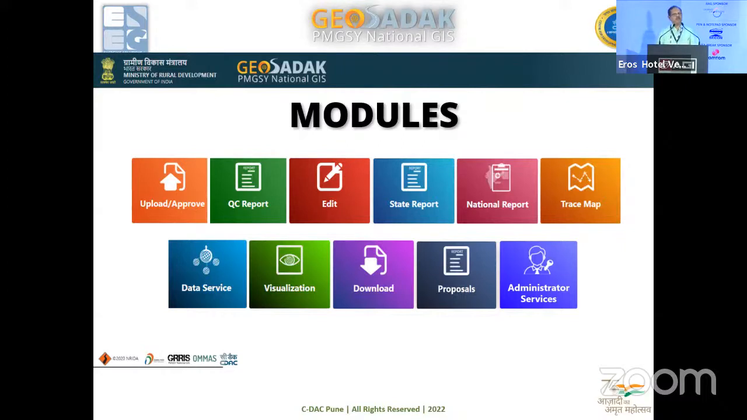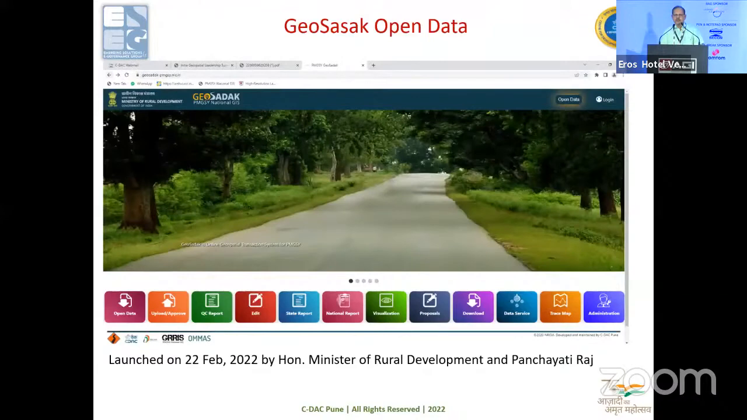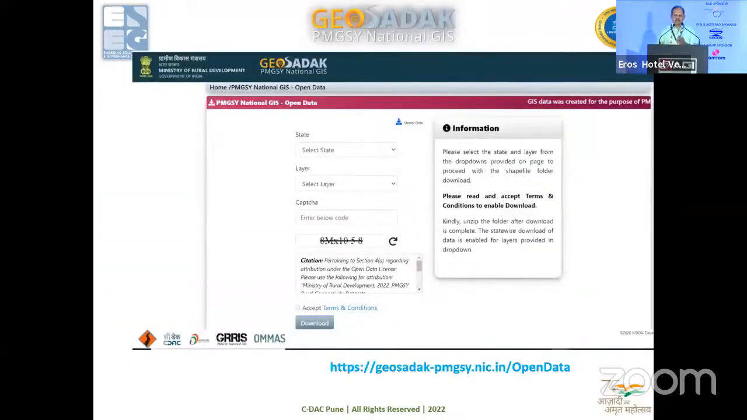This product is being extensively used by all the states for the PMGSY roads. Now, under the PMGSY, a lot of data was generated by PMGSY or the state governments. As per government policy, this data has been made available to the public. It was launched on 22nd Feb last by the Honorable Minister of Rural Development. So there's the open data. You click on the open data, then you can download from there.